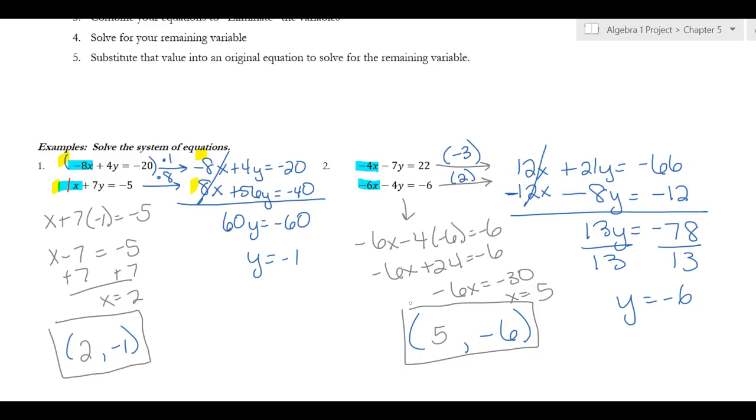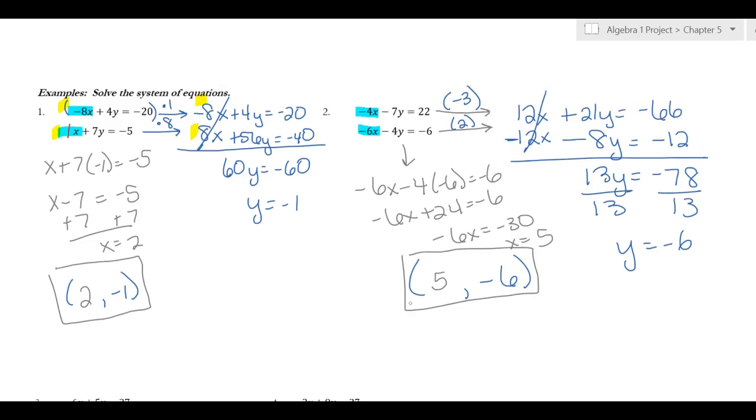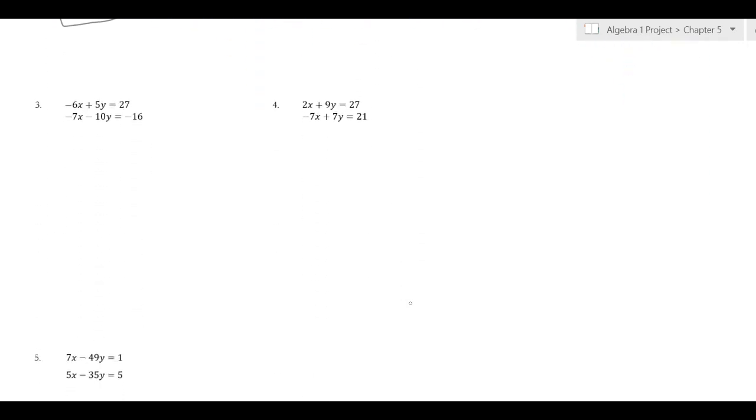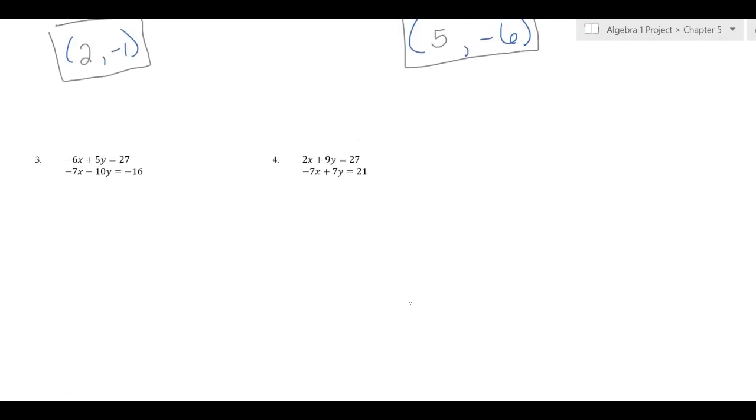Okay? So you have to get the same number, different signs. You could either just multiply them to get it, or you could find the smallest number both go into, not the least common multiple. Okay, why don't you try 3 and 4 on your own, and when you think you have it, press play.